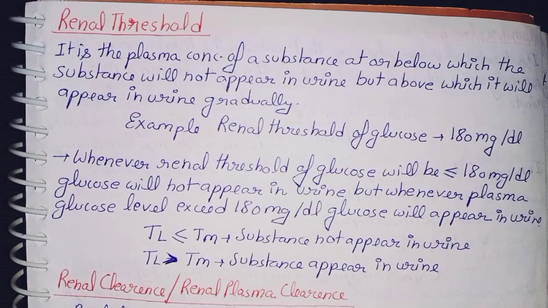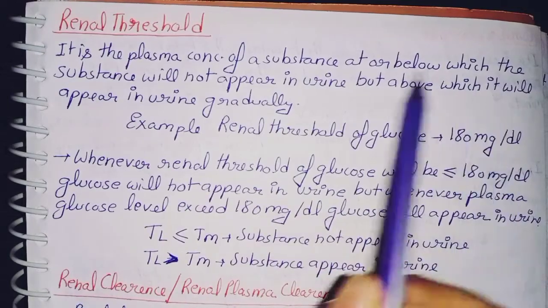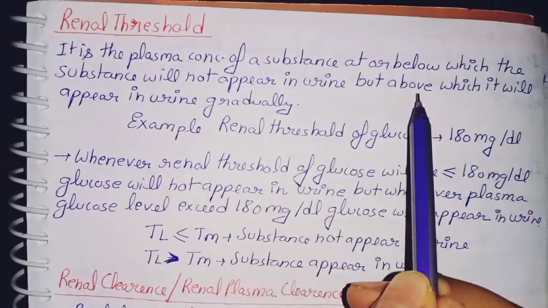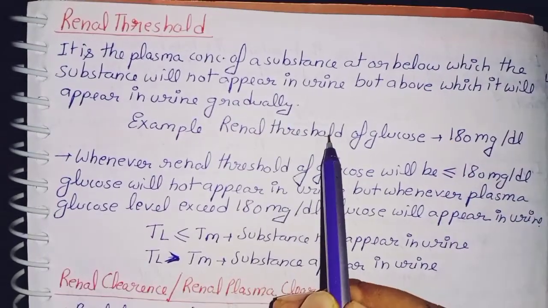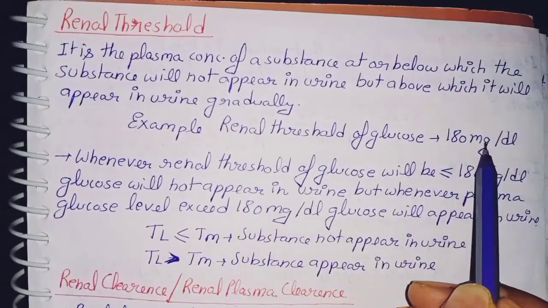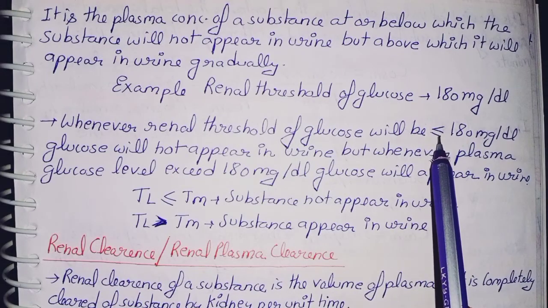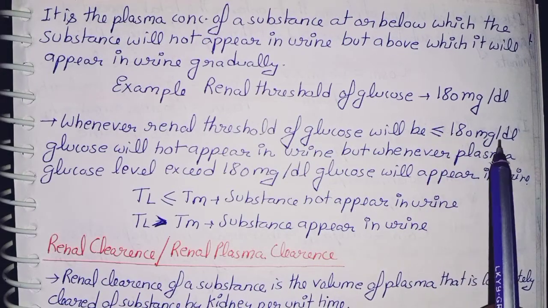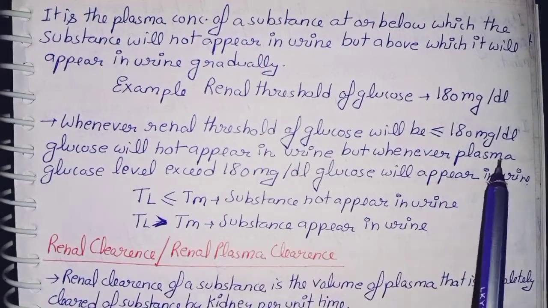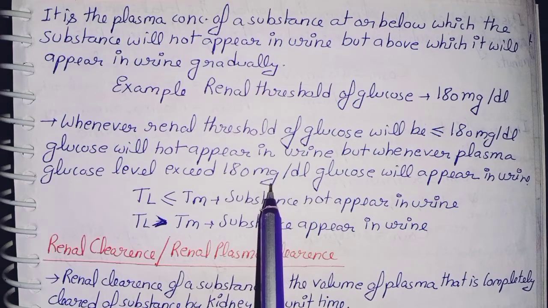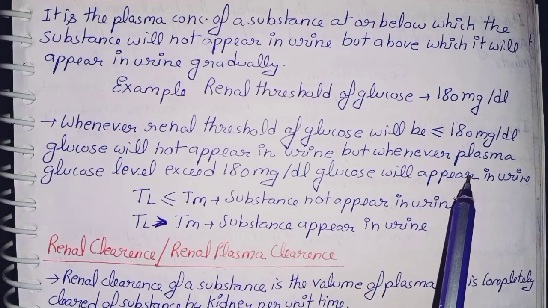So what is renal threshold? It is the plasma concentration of a substance at or below which the substance will not appear in urine, but above which it will appear in urine gradually. Renal threshold of glucose is 180 mg per deciliter. At less than or equal to 180 mg per deciliter, glucose will not appear in the urine, but whenever plasma glucose exceeds 180 mg per deciliter, it will start appearing in the urine.